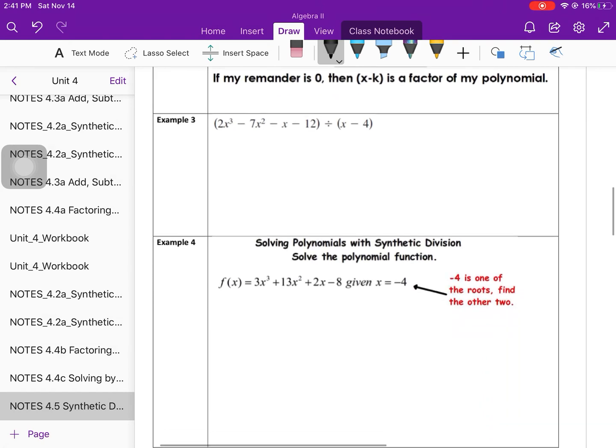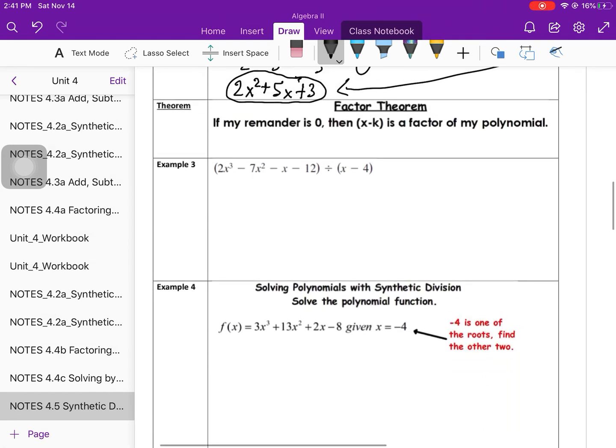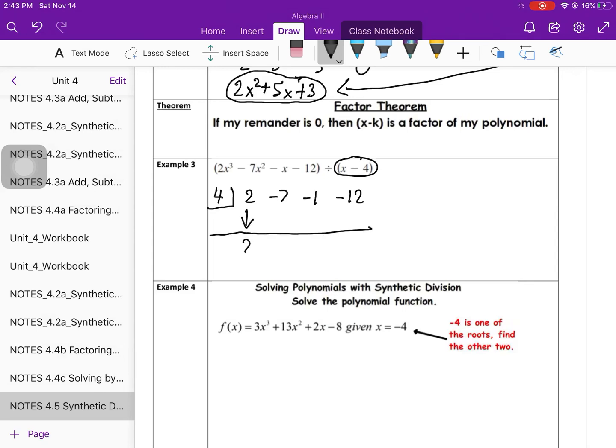All right, let's try example 3 here. So example 3, again, look at this. What's the opposite of -4? It would be +4. And then we line up our coefficients, 2, -7, -1, -12. Bring down the 2. 4 times 2 is 8. Add these, we get 1. 4 times 1 is 4. Add these, we get 3. 4 times 3 is 12. So again, we get 0.